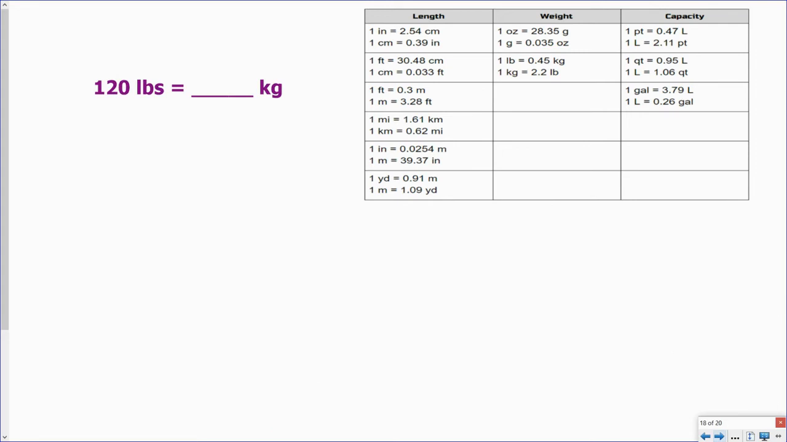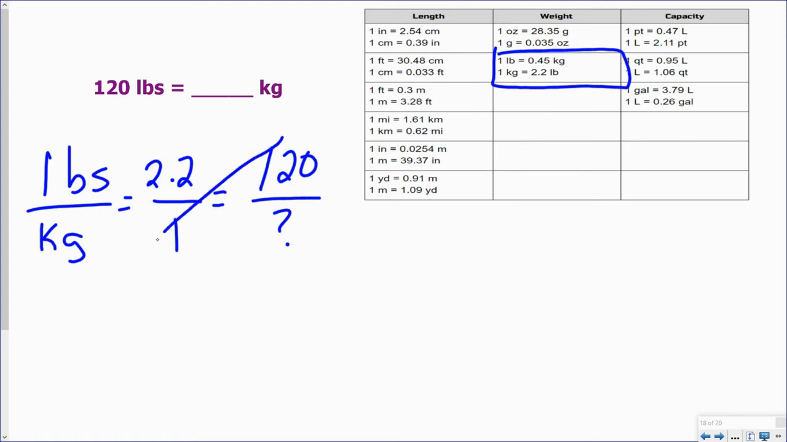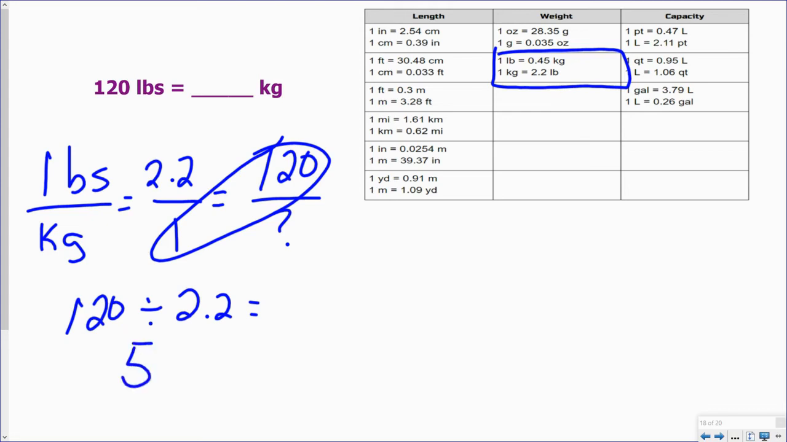Here I have 120 pounds, and I'm looking for how many kilograms that is. So again, right here. And so this time, pounds to kilograms. And again, 1 kilogram is 2 and 2/10 pounds. And I have 120 pounds, and I'm trying to figure out how many kilograms I have. So again, cross multiply 120, and then I'm going to divide that by 2 and 2/10, and that gives me a total of 54 and 55 hundredths kilograms.